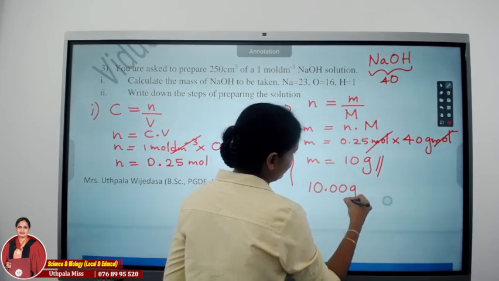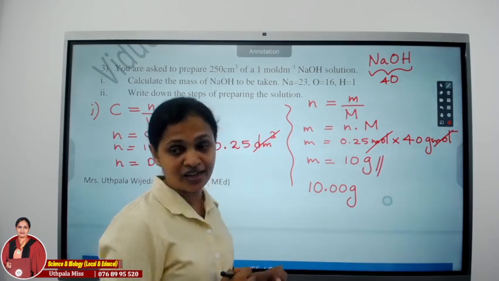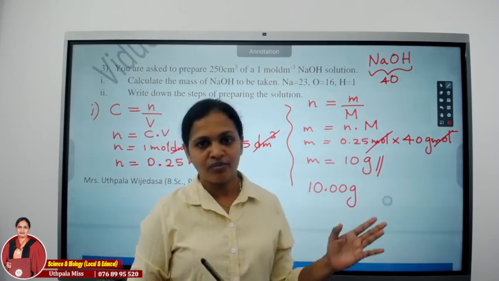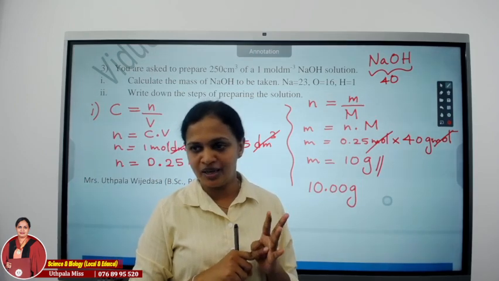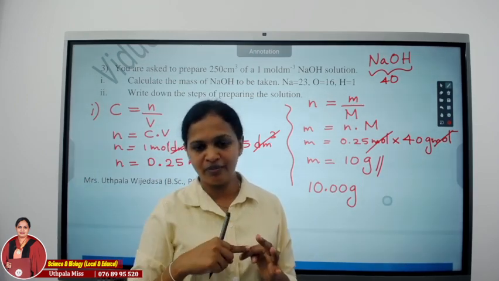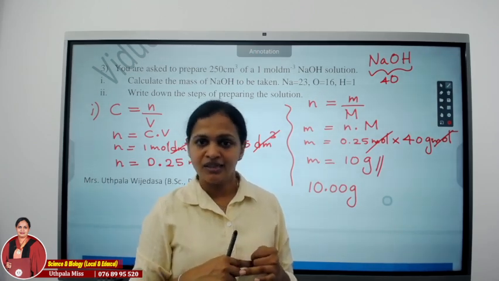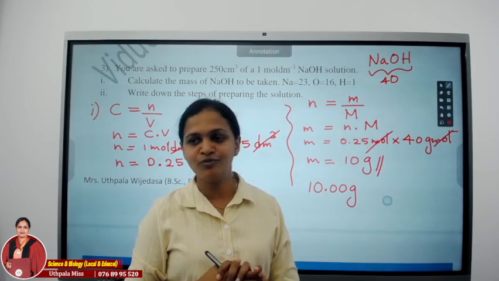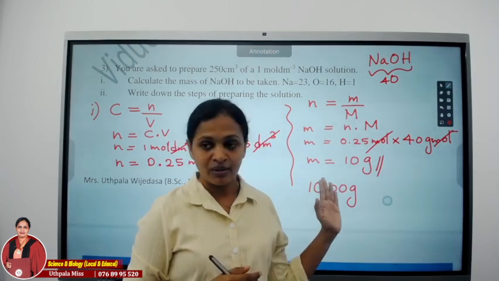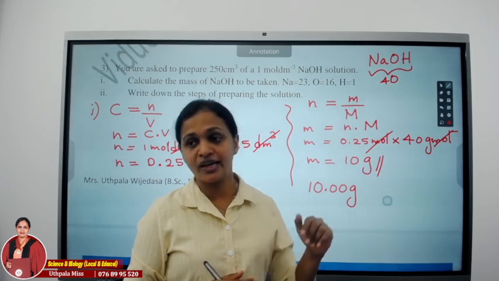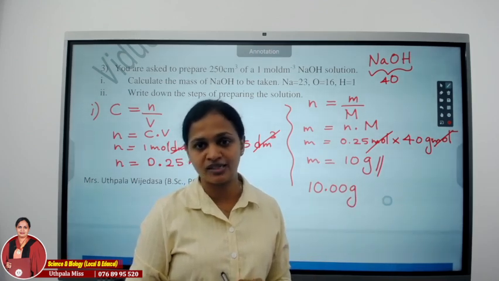10.00 grams of sodium hydroxide accurately by using the chemical balance or triple beam balance, right? Or the four beam balance. By using these types of balances, you can measure the mass of sodium hydroxide accurately. That is the first step.